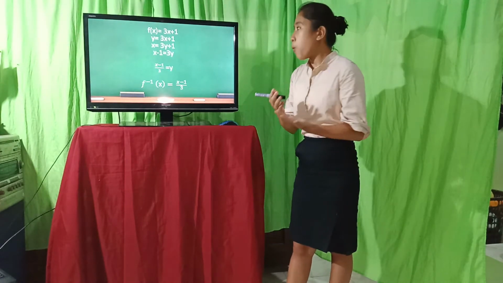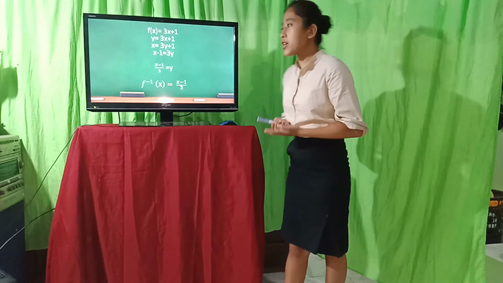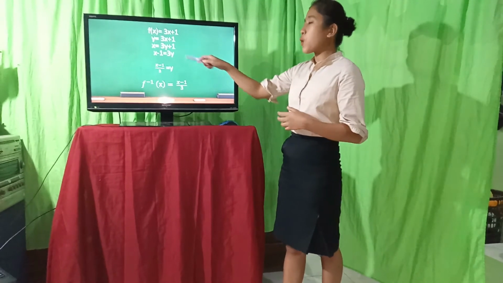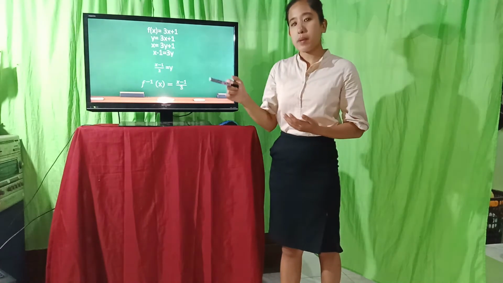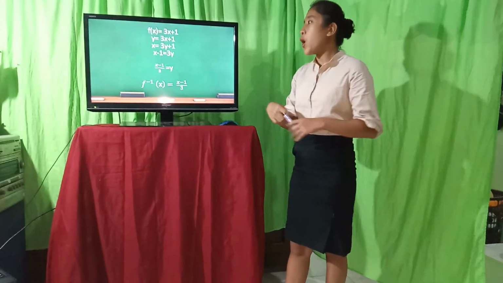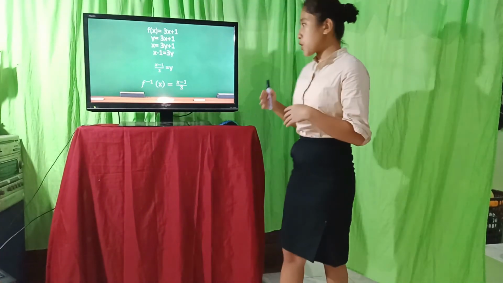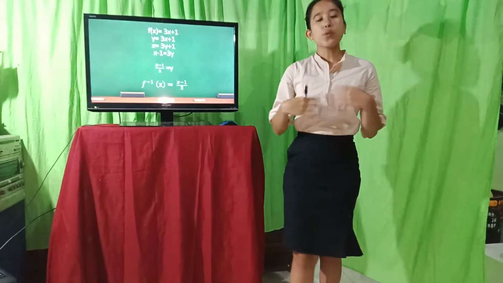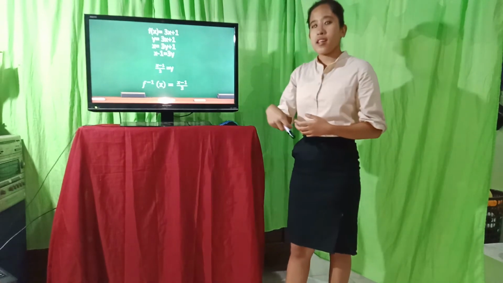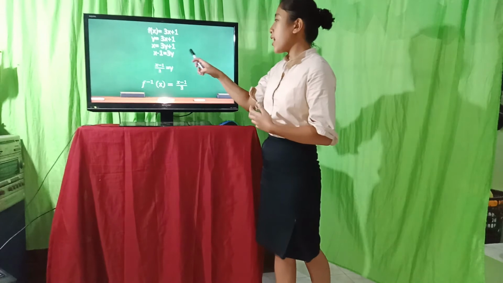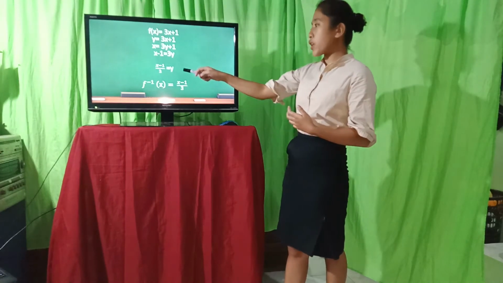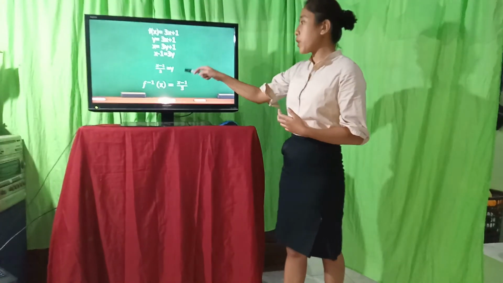Then the third step is to solve for y in terms of x. To solve for y, we need to transpose this 1. What will happen to the sign if we transpose? This one will become negative. So we have x minus 1 is equal to 3y. To find the value of y, we need to isolate this 3y. What number should be multiplied by 3y? Yes, it is 1/3. Then 1/3 times x minus 1 will be x minus 1 over 3, and 3y times 1/3 will be y.